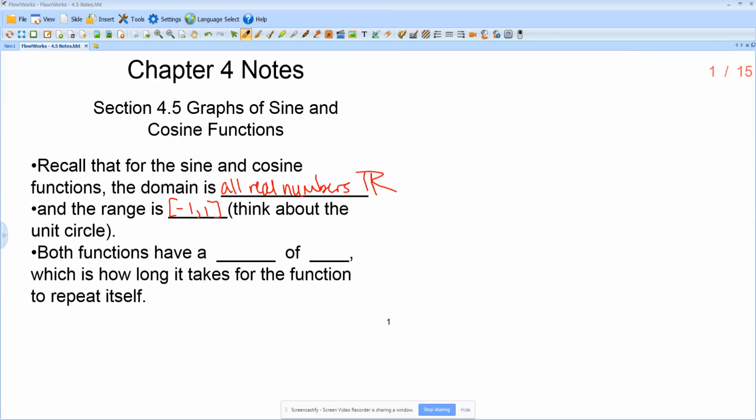And if you think about the unit circle and you think about the answers that you get for sine, cosine, the answer is always going to be something between -1 and +1, including -1 and +1. So when we talk about sine and cosine, we never get an answer outside of that. Both functions have a period of 2 pi. And what that's saying is the function is going to start repeating itself after 2 pi, after a full unit circle, which is how long it takes for the function to repeat itself.